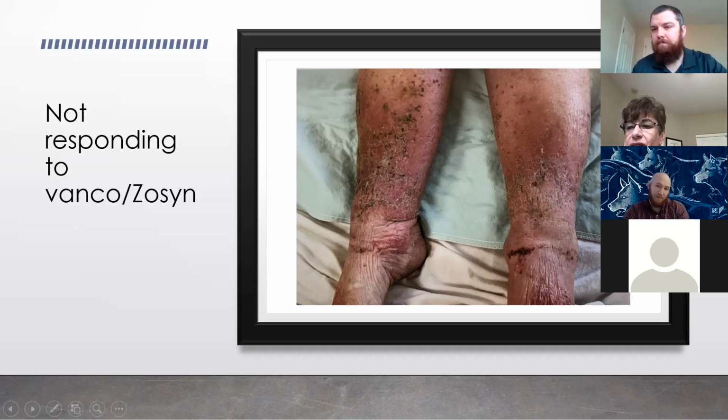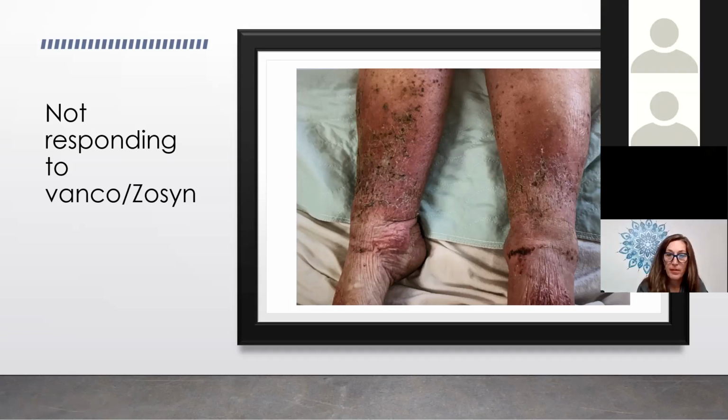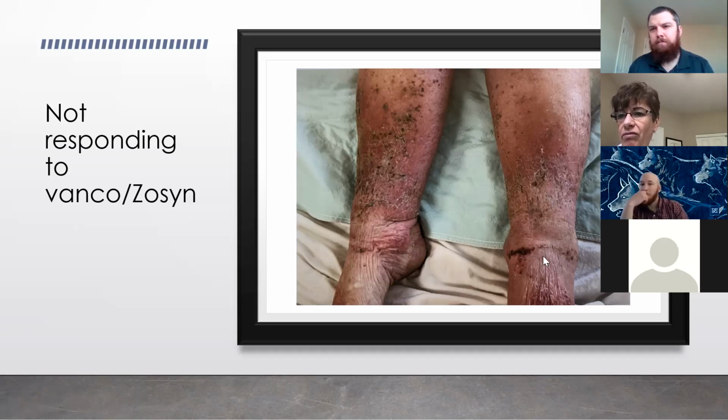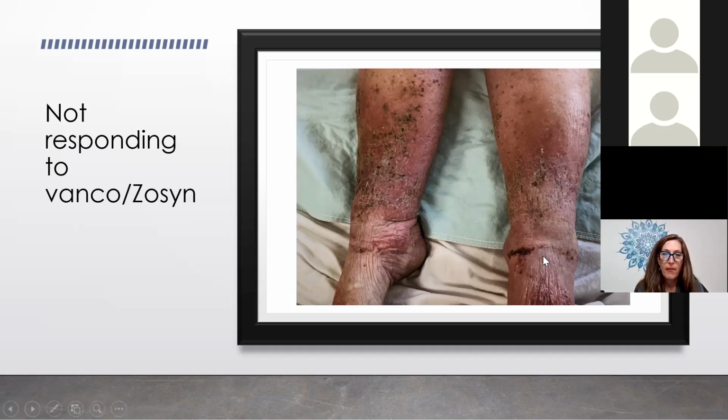Stasis dermatitis. What characteristics tell you? Bilateral. Yes. Hyperpigmentation. Yes, stasis dermatitis, most likely. Yes, for sure. And you can feel the edges of the tissue. You see blistering, eschars. So this is not a joke, though.